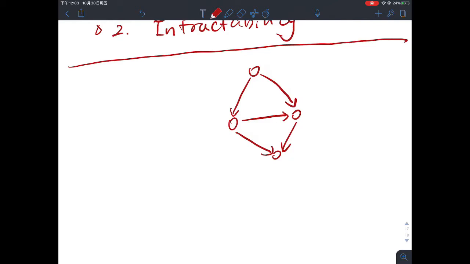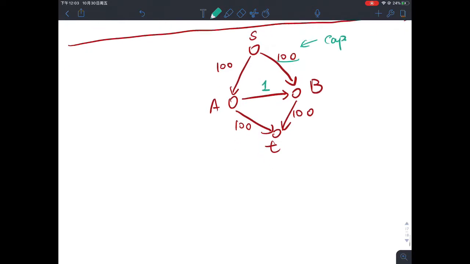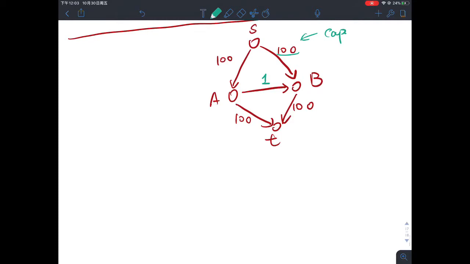We were talking about an instance in which there are only four nodes, S, T, A, B, and for all the four edges, their capacities are going to be 100. So these four major edges have a capacity of 100, and there's one extra special edge whose capacity is only 1. So these are all the capacities. We were saying that if we run the Ford-Fulkerson algorithm on this instance, and we don't impose any restrictions on how we choose the augmenting path, then the running time will be very slow.